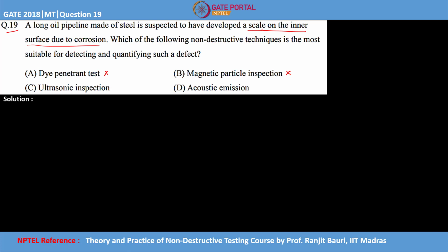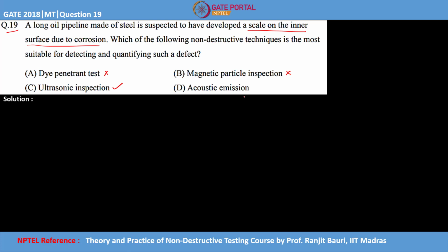So if some scale is forming and this scale is eroded by, let's say, the oil traveling through your pipeline, there may be some thickness reduction. So we can have thickness monitoring using ultrasonic inspection, and that inspection will be capable of detecting corrosion happening inside your pipeline. So ultrasonic inspection is suitable for this type of detection.